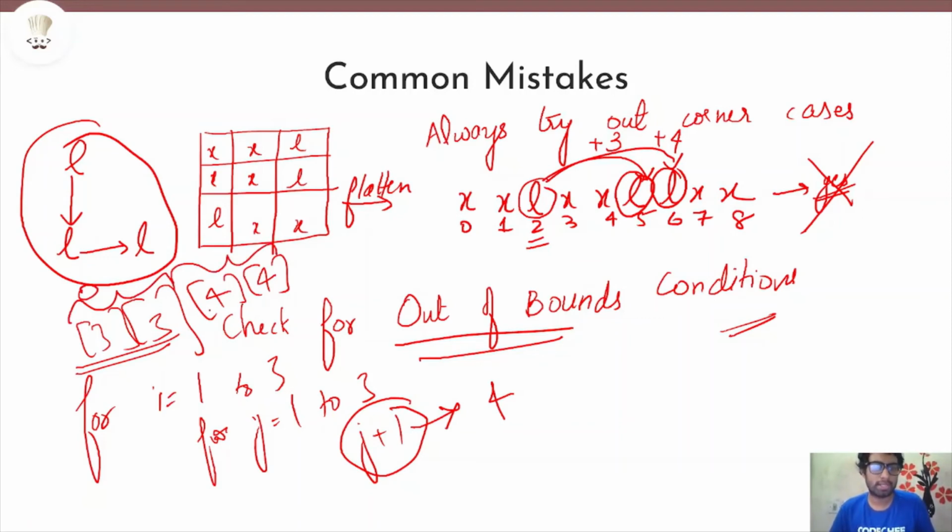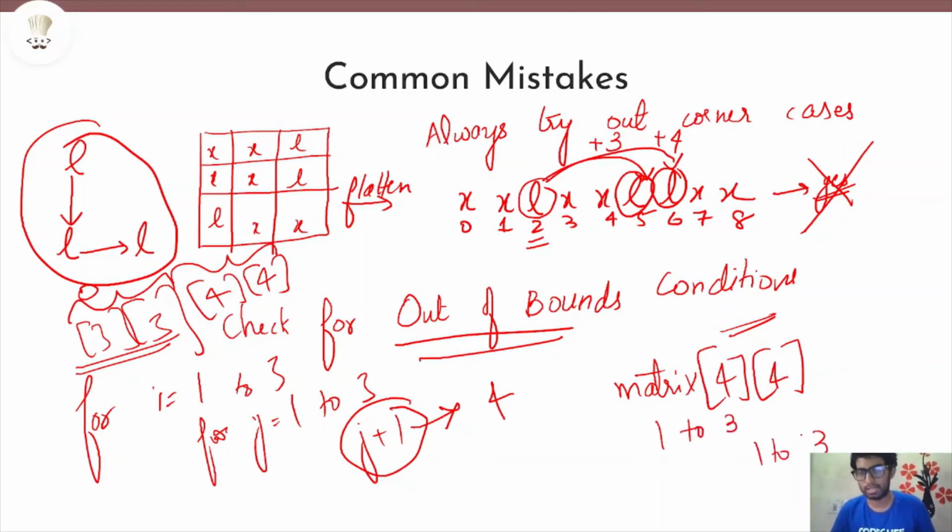So if you follow 1 indexing, for example, and you had defined a matrix of 4 comma 4, and you are using the indices from, let's say, 1 to 3 and 1 to 3, these are your valid indices. But when your j plus 1 becomes 4 here, it runs into an out of bounds condition. So if you're using j plus 1 or somewhere i minus 1, it is essential to check that you're not running out of bounds. That is, you're not processing any index that is less than 0 or less than 1 based on your implementation, or any index that is greater than the maximum range of your indices.